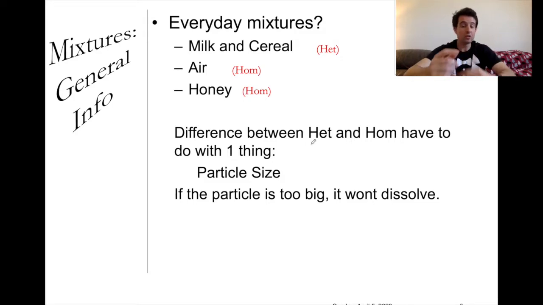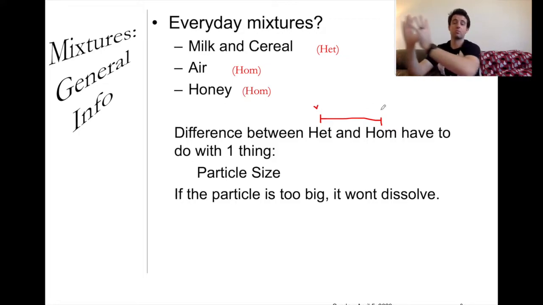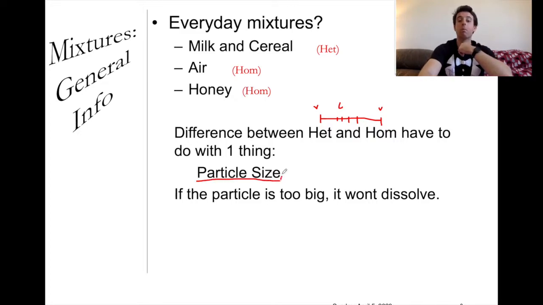Now, as we move forward into this unit, we're going to talk about the differences between heterogeneous and homogeneous. It's no longer going to be a category for heterogeneous and a category for homogeneous. It's going to be more of a scale. Some things are very heterogeneous, some things are kind of heterogeneous, some things are very homogeneous, some things are kind of homogeneous. We'll talk about what comes in the middle. Those are called colloids. How we determine how far it is on the heterogeneous side or the homogeneous side is based on one thing, and that one thing is particle size.